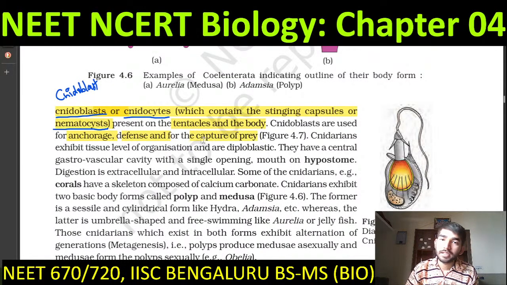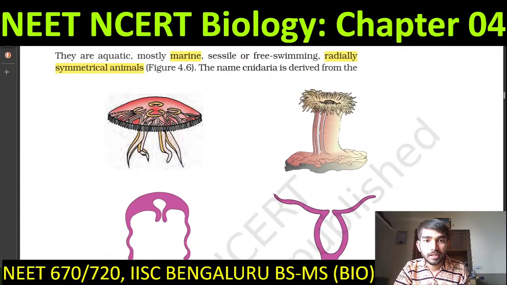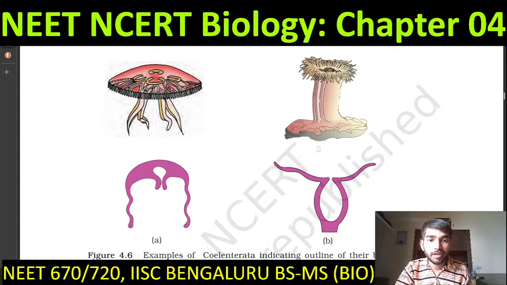So it will sting the prey and paralyze it with a toxin present in it, and then it will capture it and feed on it. Cnidarians exhibit a tissue level of organization and are diploblastic. This we already discussed in detail. They have a central gastrovascular cavity with a single opening, the mouth, on the hypostome. So this structure on top, which we see here, is called the hypostome. Here also you can see the hypostome, and this is the single cavity for entrance of food and exit of the waste material.